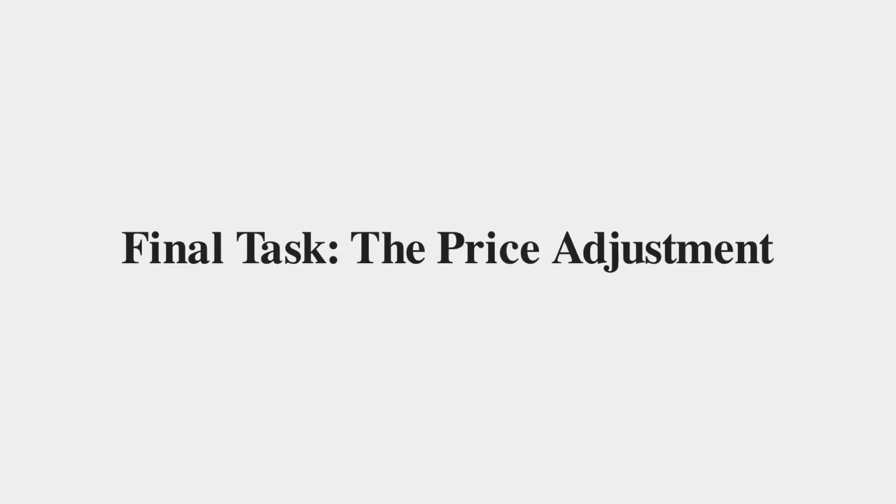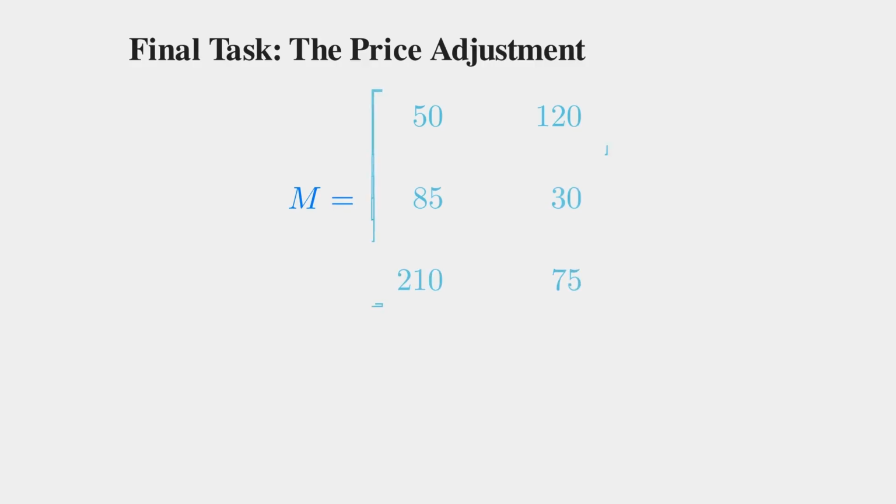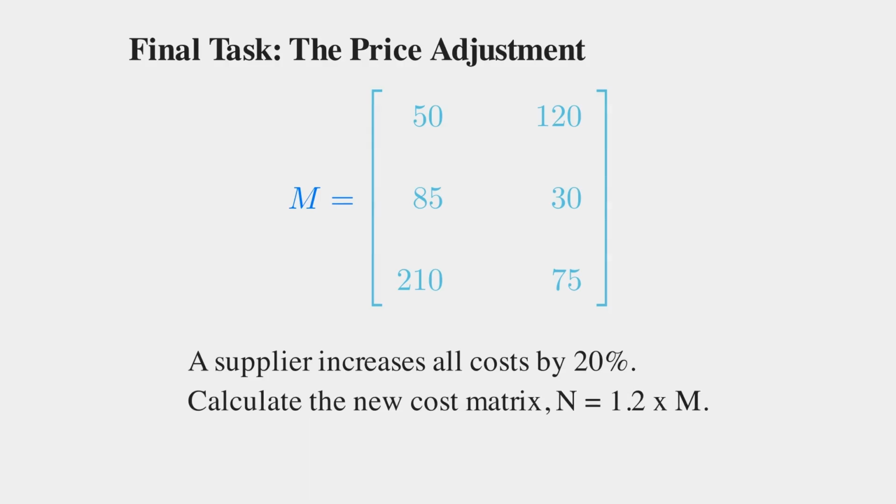Here is your final task. Matrix M represents the manufacturing costs for several products. Due to market changes, all costs are increasing by a flat 20%. You need to generate the new cost matrix by multiplying matrix M by a scalar. What is the result? A 20% increase means we multiply by 1.2. This value, 1.2, is our scalar.